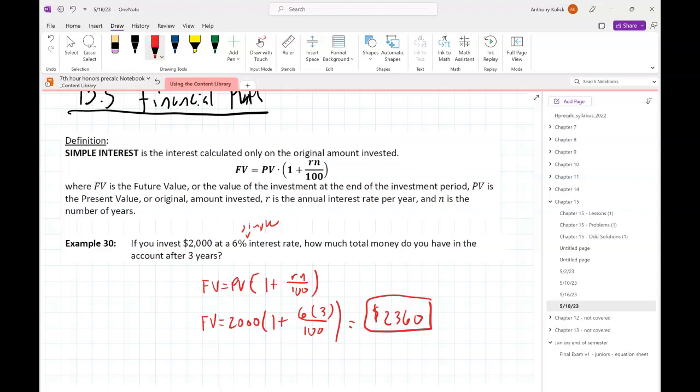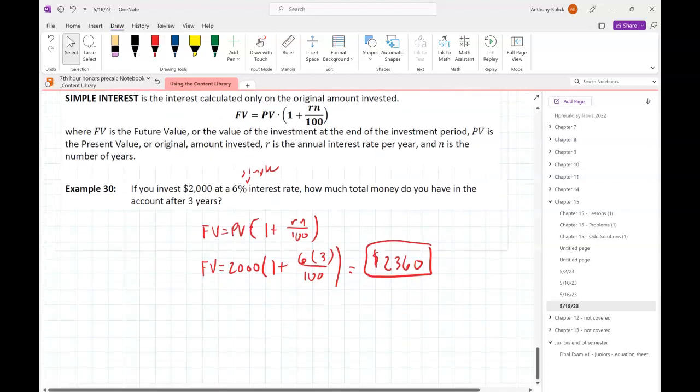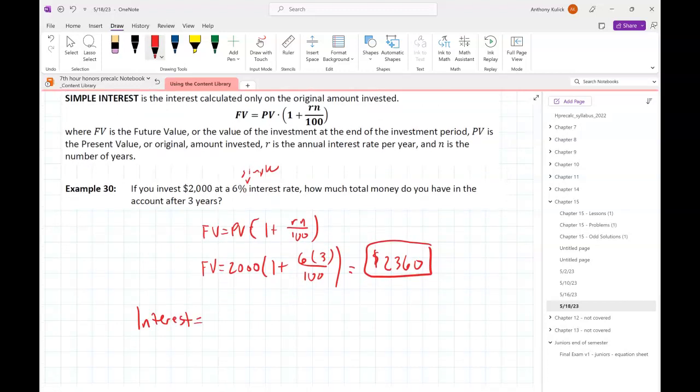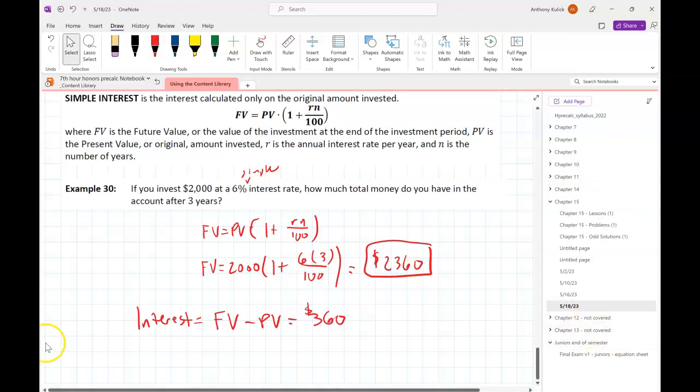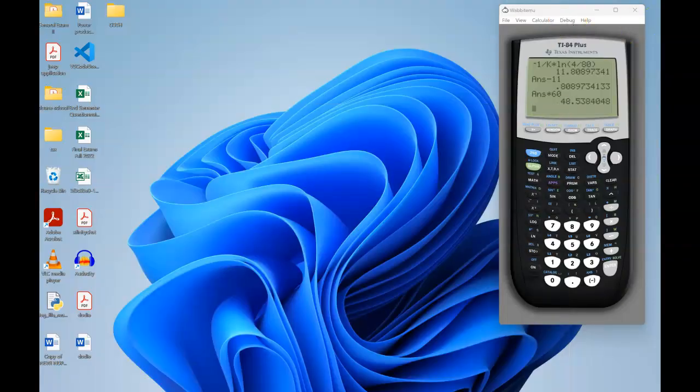Everybody's okay with that? How much interest did I earn? $360. Great. So you just take the future value and subtract the present value, and the difference would be the amount of interest that we earn. Cool. Again, simple interest, real dumb. Nobody uses this. It's just kind of a starting point.